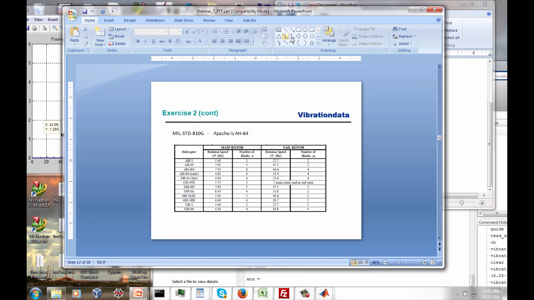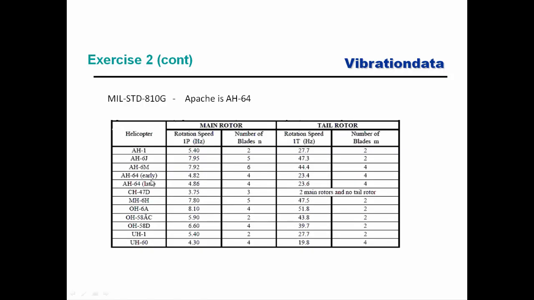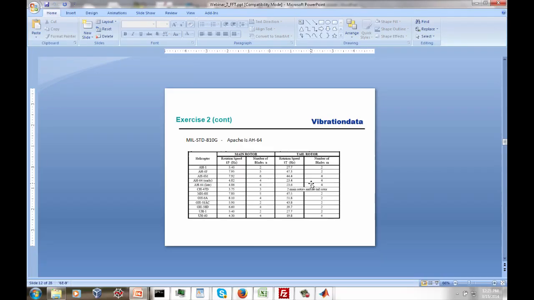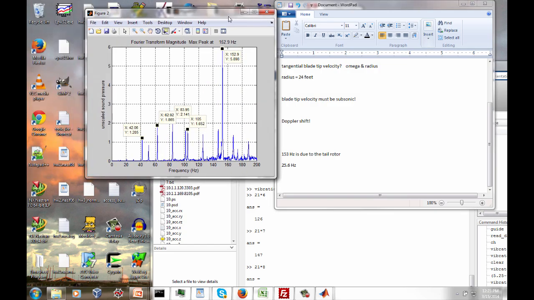The Mil Standard says that for the Apache helicopter tail rotor, again we're going to have to split the difference here, the rotational speed for the tail rotor is about 23.5 hertz, and there are 4 tail rotor blades. Now, we have to apply a Doppler shift, so we have to go up by about 8% or so. I think that after we account for Doppler shift, we've got about 25.6 hertz for our blade passing frequency for the tail rotor.